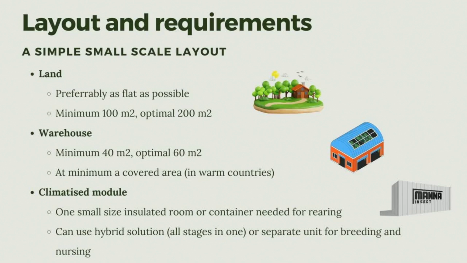This should at least include a covered area, especially in warmer countries, to protect your materials and operations. In terms of climate control, a small insulated room or container is necessary for rearing. You can opt for a hybrid solution that accommodates all stages of production in one unit, or choose separate units for breeding and nursing, depending on your specific needs. By carefully planning your land and facilities, you'll create an efficient environment for your pilot farm.